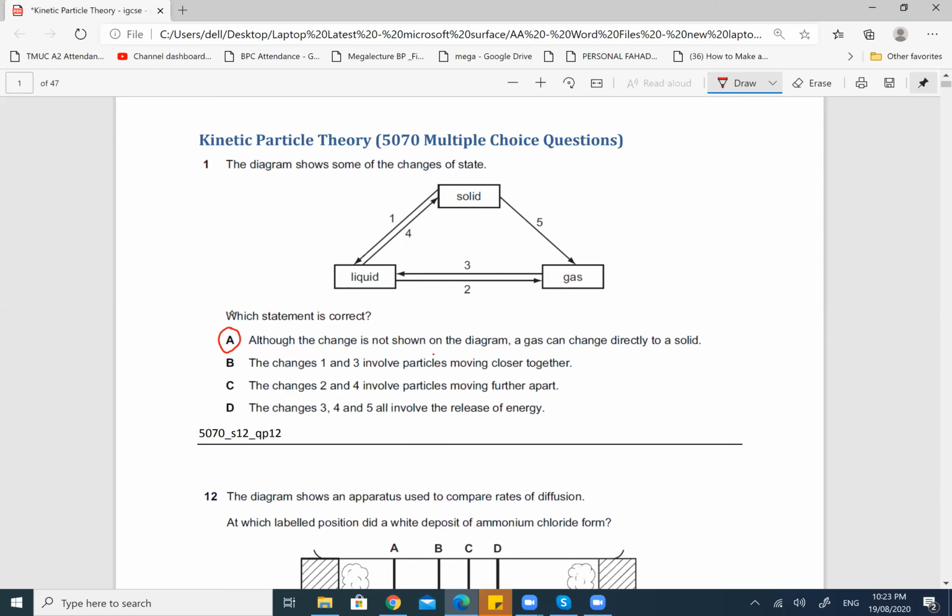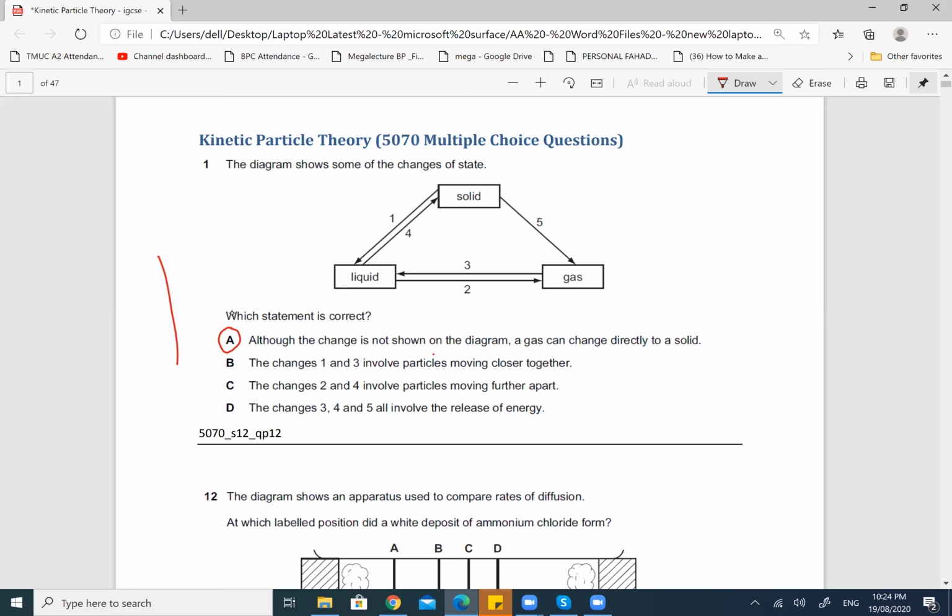Number three, you have to gain more energy. No, wait, it releases energy. Sorry, never mind. Solid to gas, you need to gain energy, which is number five. So number five needs to gain energy. Okay, that's fine. So that's wrong.